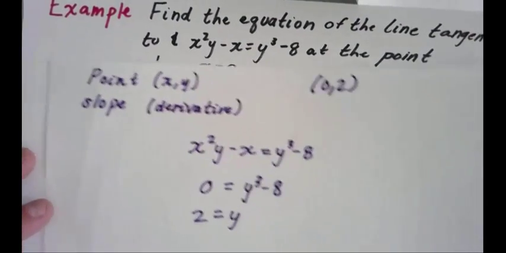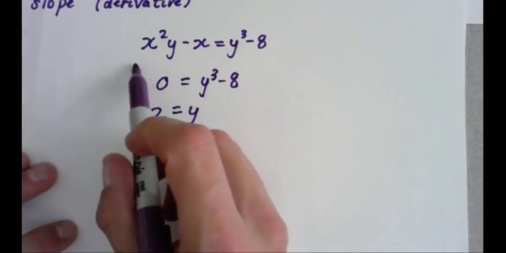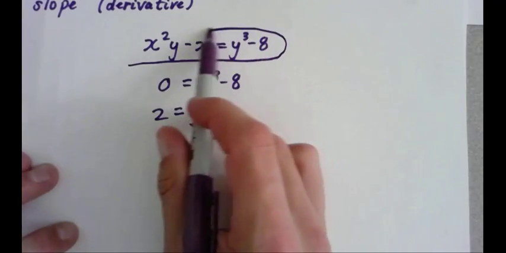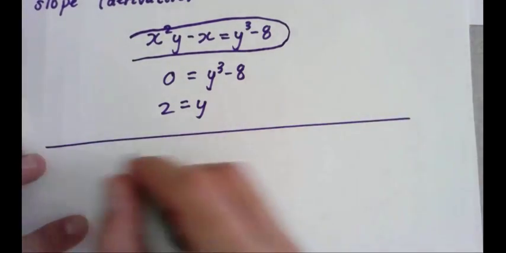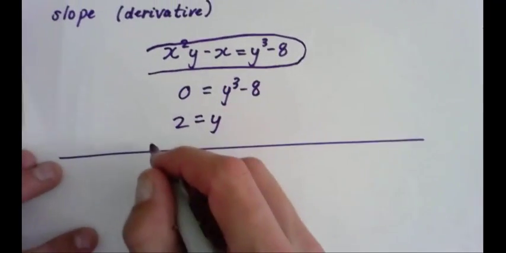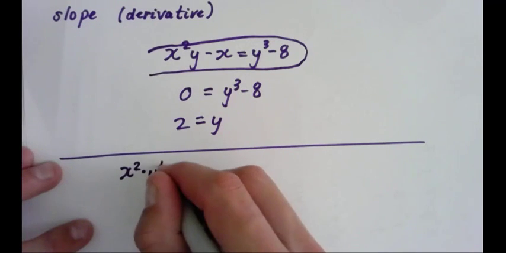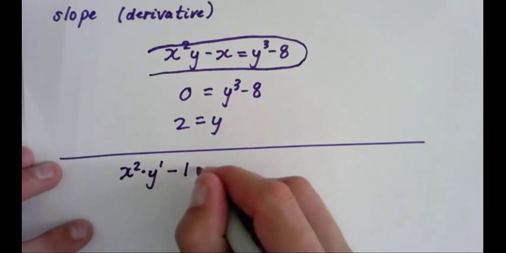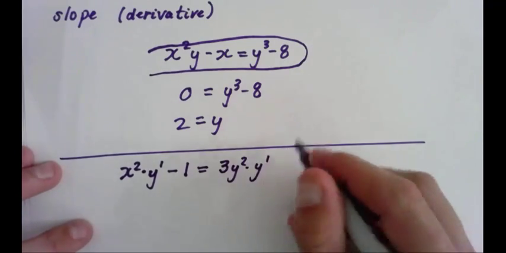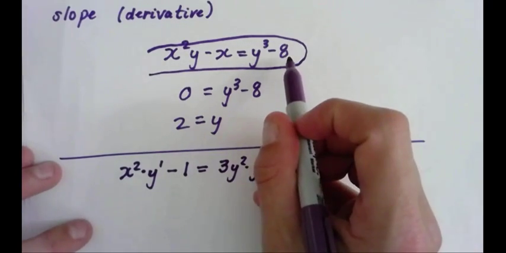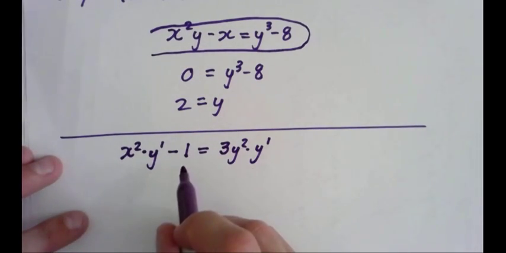So now I have to find the derivative of this right here. That's implicit differentiation. Let's go down here and apply our rule. First is x squared times the derivative of the second, which is y prime, minus 1 equals 3y squared times y prime, minus 8, derivative of a constant, 0. So here's my equation. Now I could try to solve for y prime, but don't.